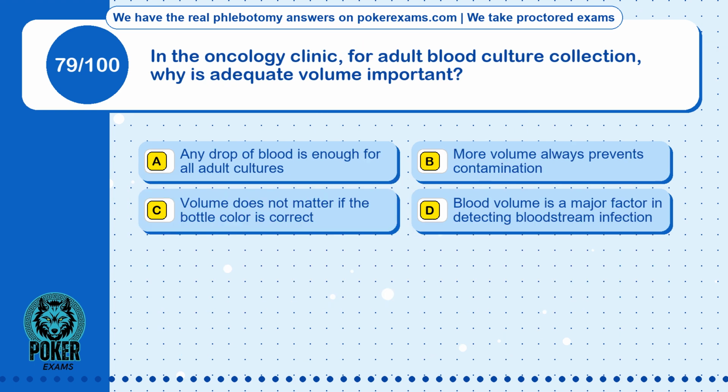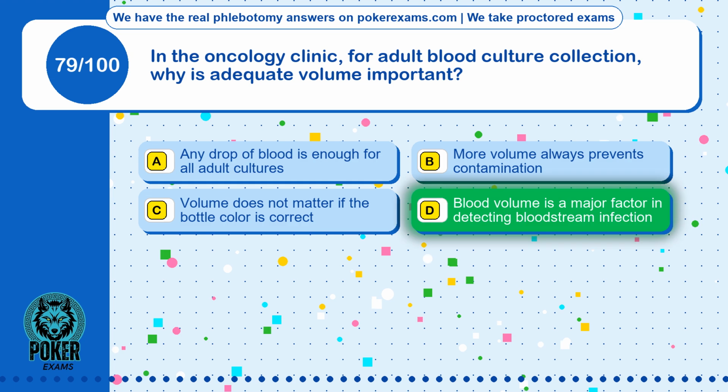Question 79. In the oncology clinic, for adult blood culture collection, why is adequate volume important? Option A. Any drop of blood is enough for all adult cultures. Option B. More volume always prevents contamination. Option C. Volume does not matter if the bottle color is correct. Option D. Blood volume is a major factor in detecting bloodstream infection.